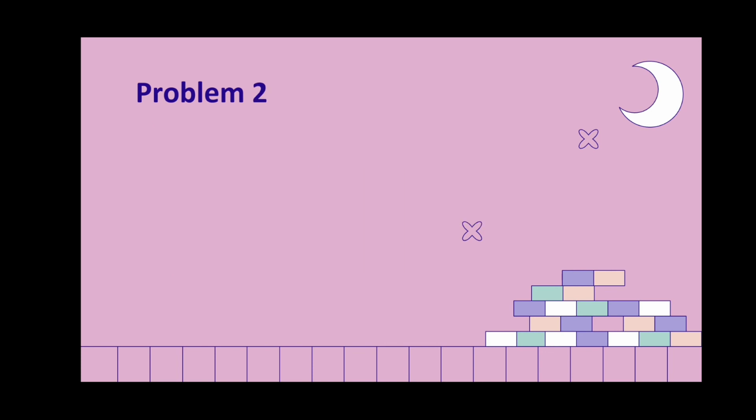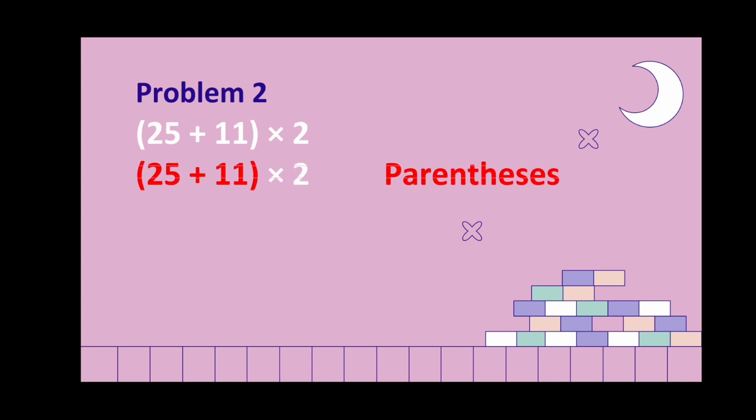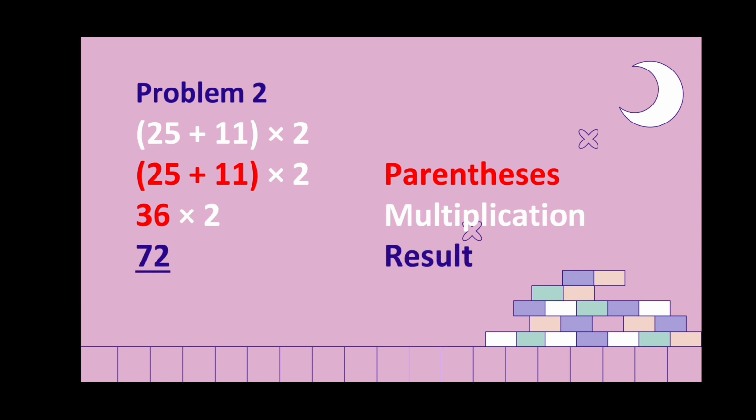Problem number 2: parenthesis 25 plus 11 close parenthesis times 2. So, ano dapat nating unahin? Parenthesis. And that is 25 plus 11, which is equal to 36. So we can now remove the parentheses. Next is multiplication. So that is 36 times 2, which is equal to 72. The result is 72.